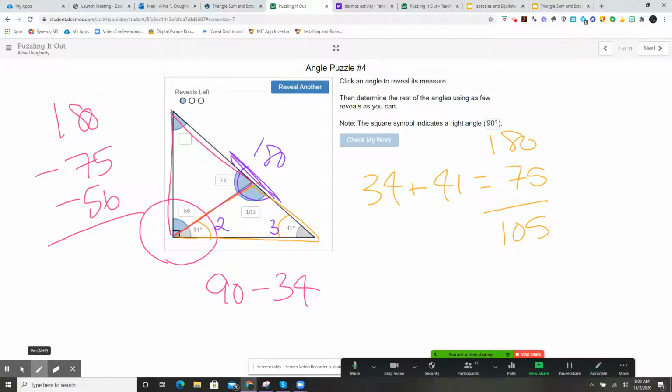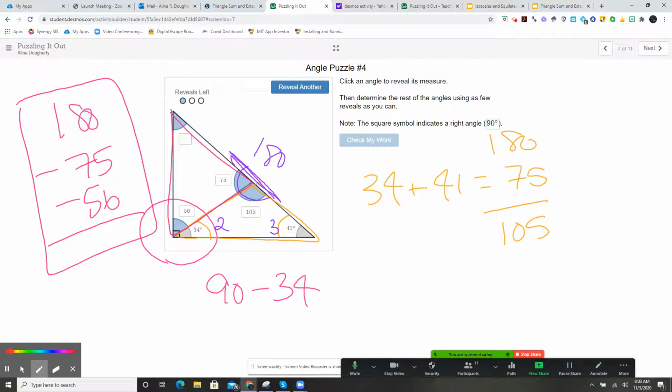Notice that there's two methods here. Here I started with the whole thing, the 180, and subtracted the two smaller numbers. And over here in orange, we added those two angles and then subtracted them from 180. It doesn't matter if you subtract and then subtract, or if you add and then subtract the sum. It's going to work both ways, and different people like to do it differently. So let's reach for the calculator. 180 minus 75 minus 56 equals, drum roll please, and we have a 49. Check my work.